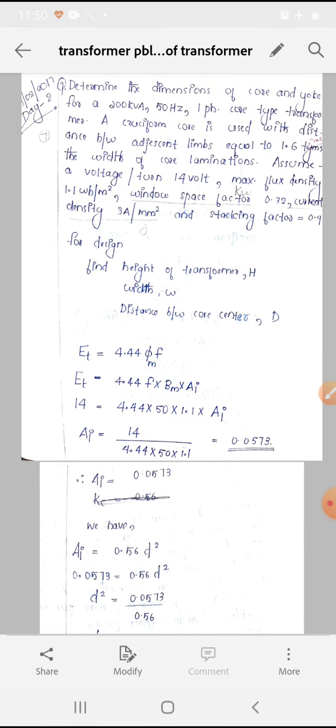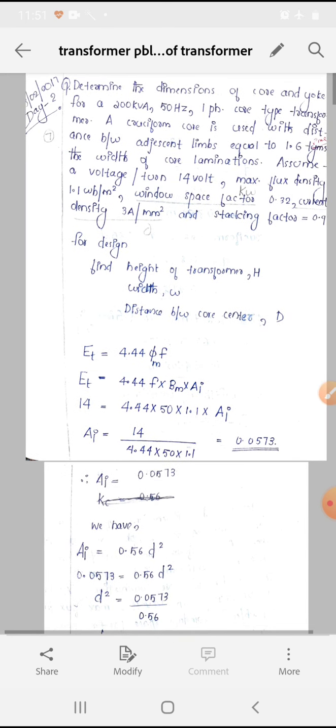So in this question we need to find the overall dimensions of the transformer. Overall dimensions of the transformer means we need to find the height of the transformer H, width of the transformer W, and the distance between the centers, capital D. Using the 8 steps which we discussed last class, it will be easy for us to solve the problems for the transformer. So first the basic equation is Et is equal to 4.44 phi m f.